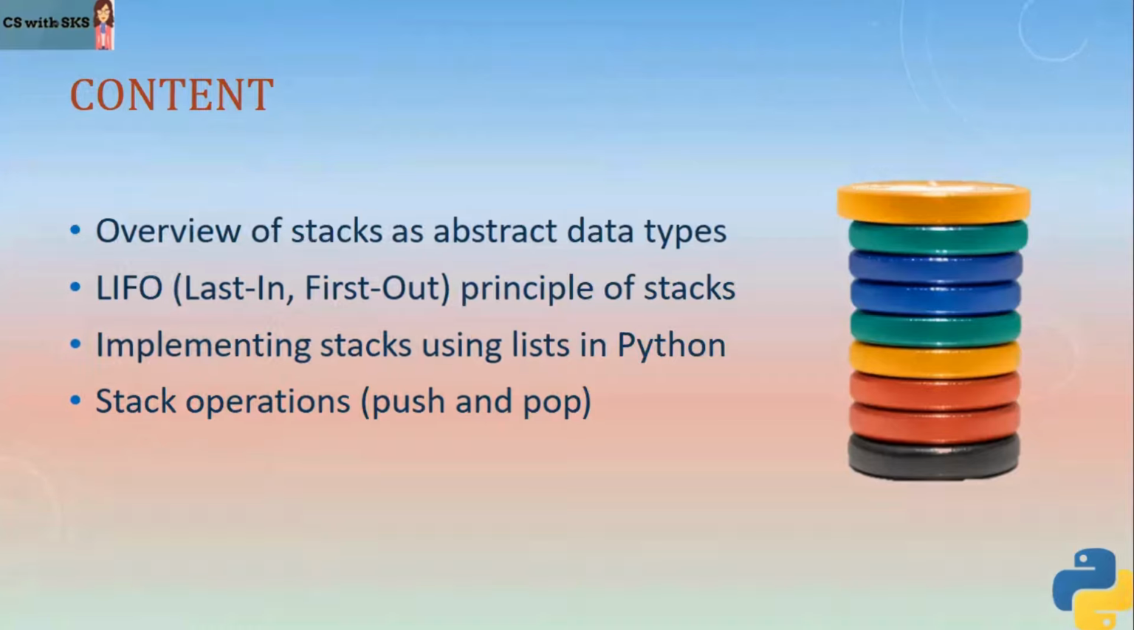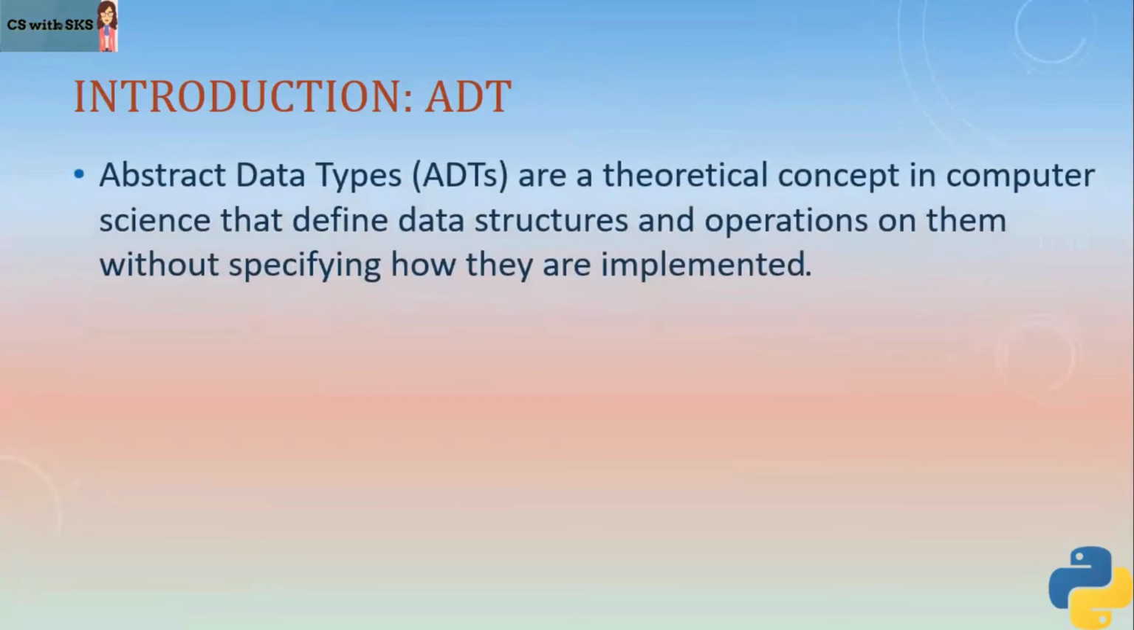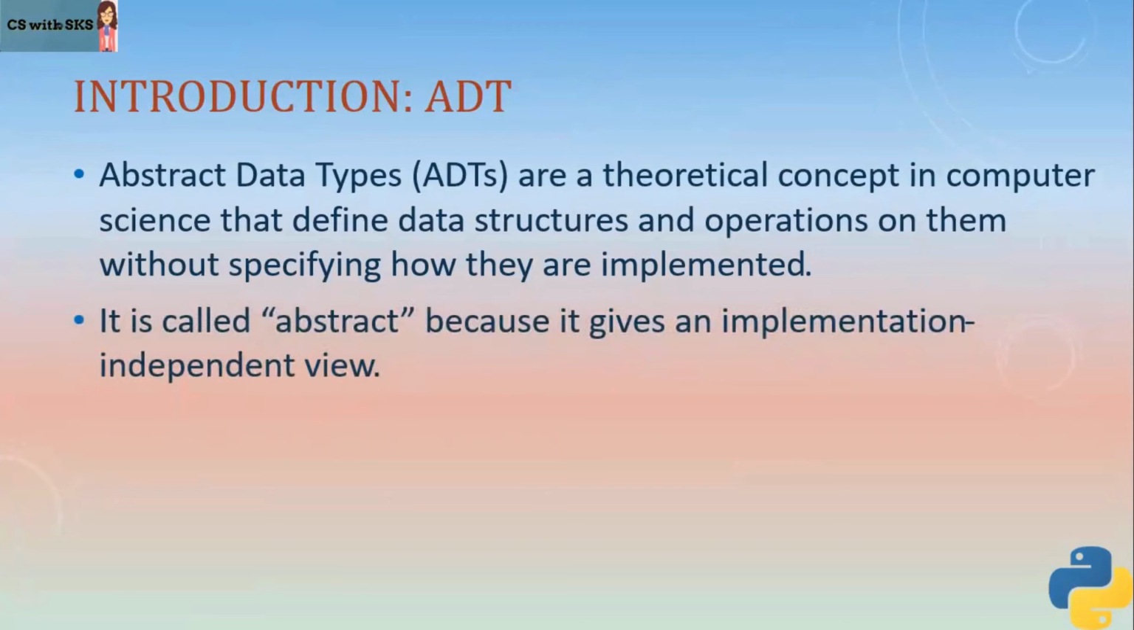So let's start. First of all, let's understand what abstract data types are. So basically, abstract data types, this is a theoretical concept in computer science, which means we create some data types or data structures along with what operations can be performed on these data structures, without specifying how they are implemented. And that is the reason they are called abstract, because it gives an implementation independent view. You don't need to go into details of how it is implemented.